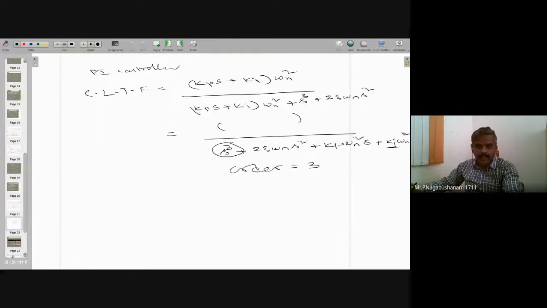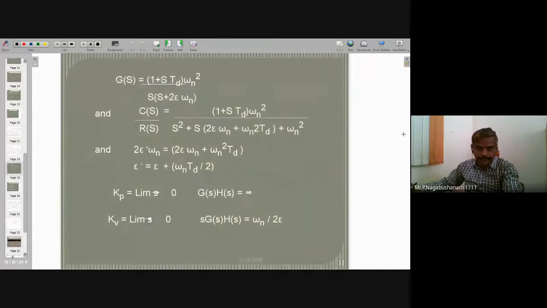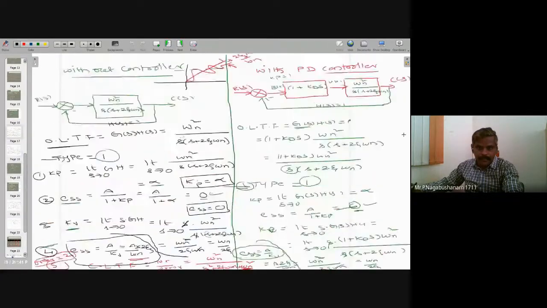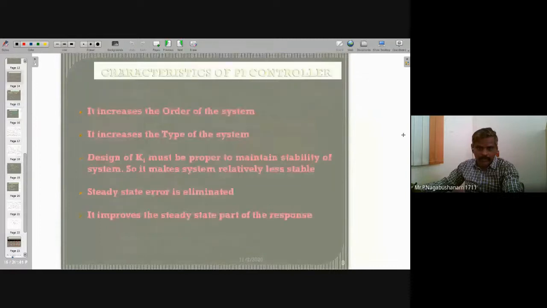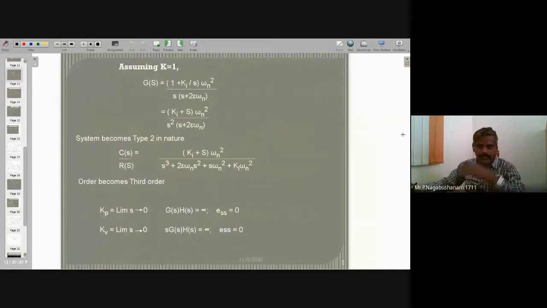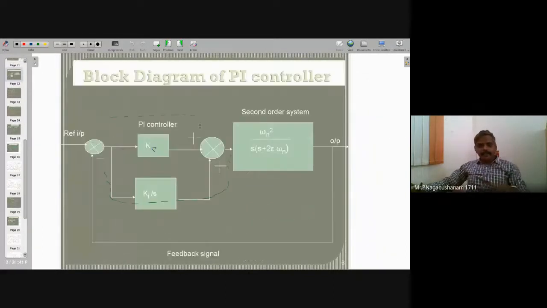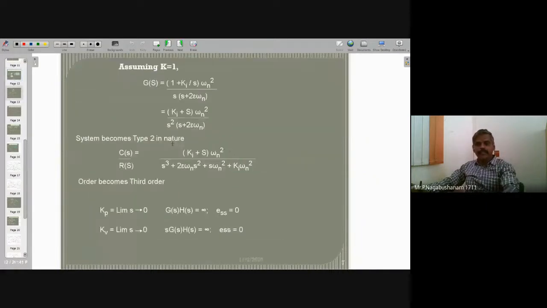We'll see the theory part about the PI controller. Check it out. The PI controller we are going to introduce in the forward path. Then this is the open loop transfer function, type becomes 2, and for the closed loop transfer function order becomes 3. Then Kp is 0, Kv is finite. For both, the error is 0.